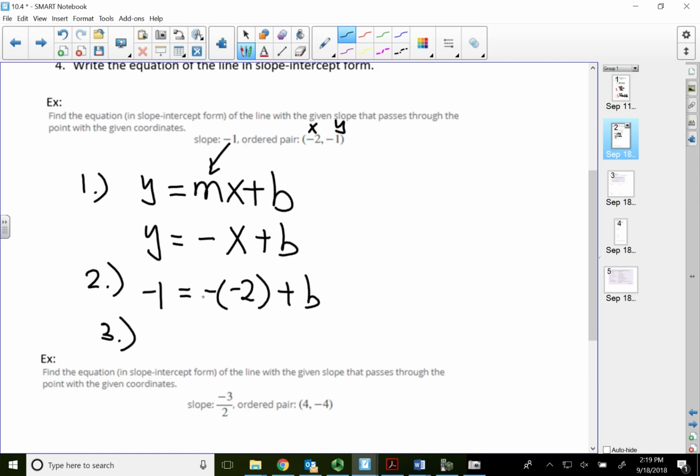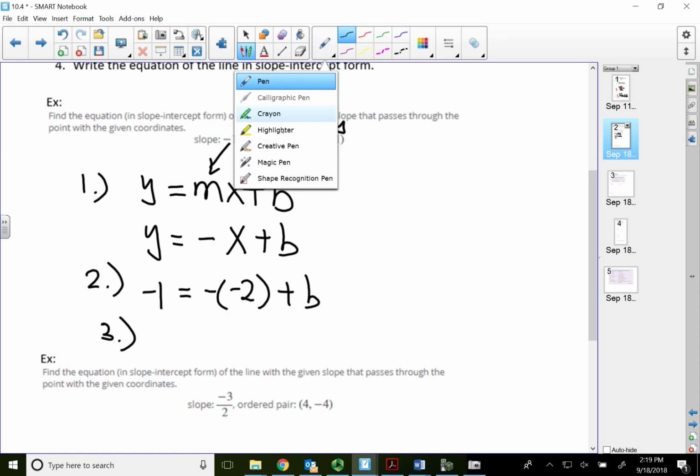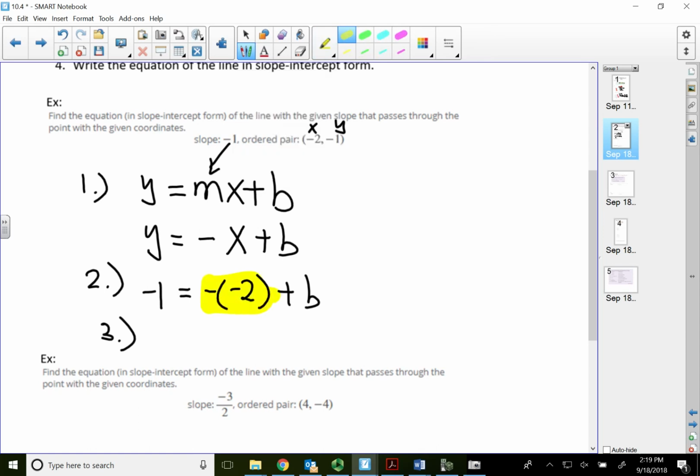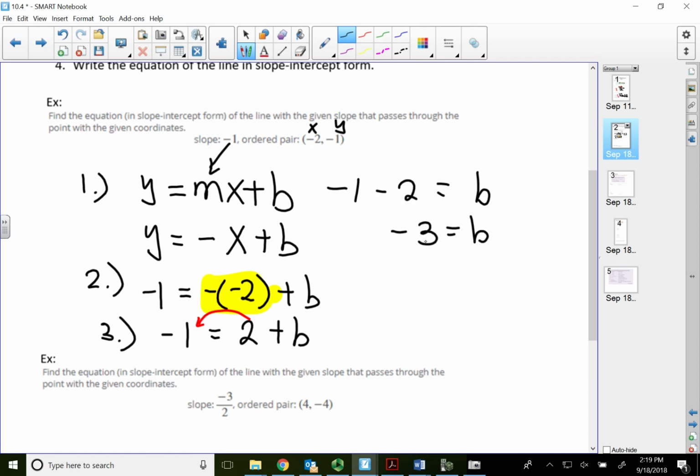On my right side, -1 times -2 becomes +2. So I basically have -1 equals 2 plus b. My b is already positive, so let it stay. Move the +2 over, and I get b equals -1 minus 2, since +2 comes over and becomes negative. So b must equal -3.